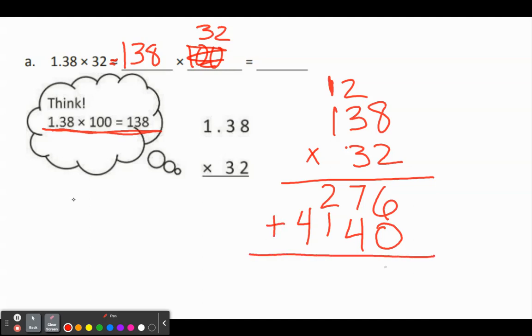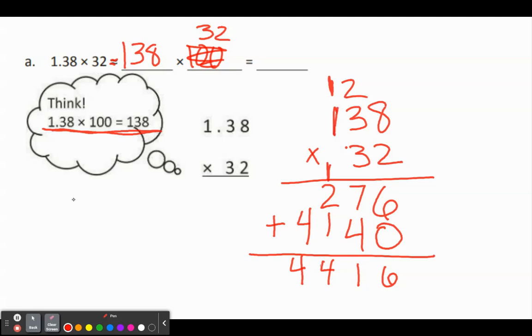Now we're going to add everything together. So we have 6 plus 0 is 6. 7 plus 4 is 11. I'm going to carry that 1 to turn it into 100. I have 100 plus 200, which is 300, plus 1 more 100, which is 400, and then I have 4 thousands, right? So I know that 138 times 32 is 4,416.